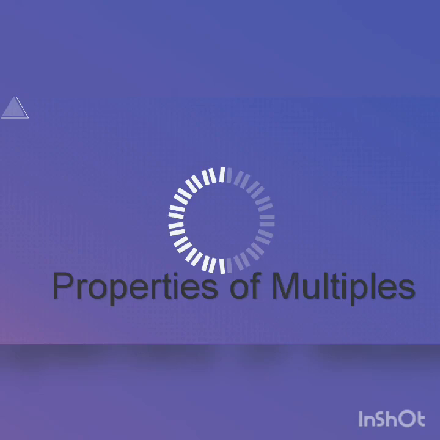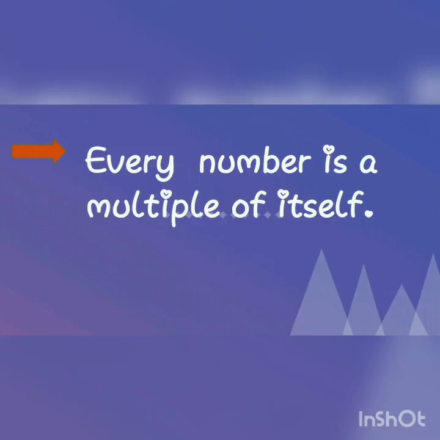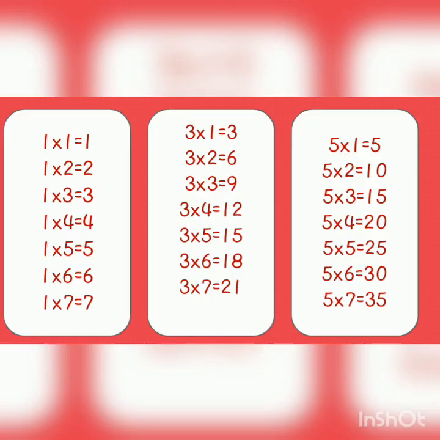Properties of multiples. Every number is a multiple of itself. Children, here are the first 7 multiples of 1, 3, and 5. Consider the first multiples of the numbers 1, 3, and 5. We find that the multiples are the same as the multiplicand, that is, the number itself. For example, 3 ones are 3, 5 ones are 5, and so on. Thus, every number is a multiple of itself.